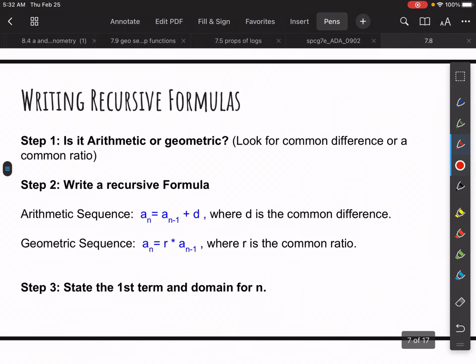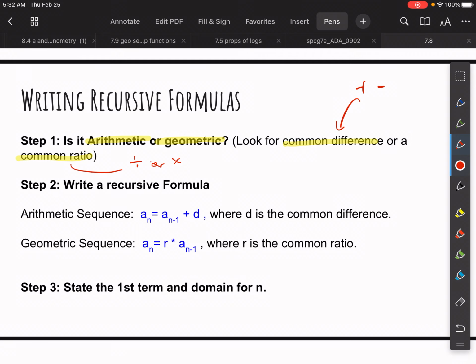So how do I write one of these? Well, the first step is to identify what kind of formula or pattern it is. Is it arithmetic or is it geometric? So we're looking for either a common difference or a common ratio. Recall from last time that a common difference means that we're adding or subtracting by a common amount. And a common ratio means that we're dividing or multiplying by a common factor, if you will.